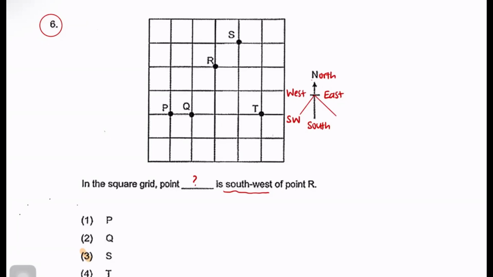Yes, southeast. What about in between north and west? Then it's northwest. Then the last one is? Yes, the last one is northeast. Good. So we want this direction, southwest. Southwest of point R. R is here.